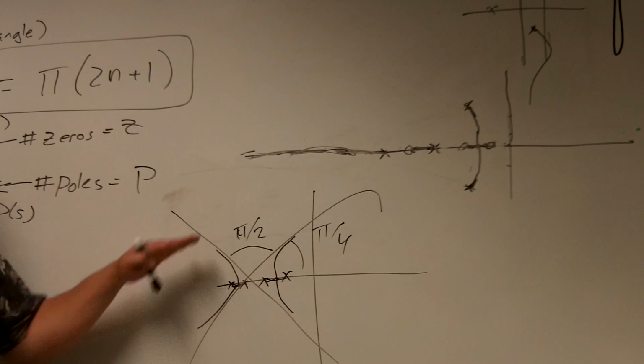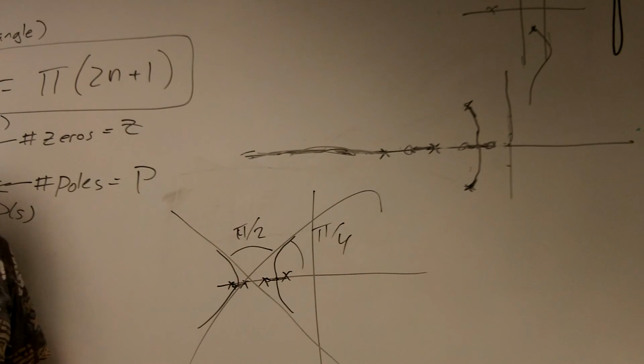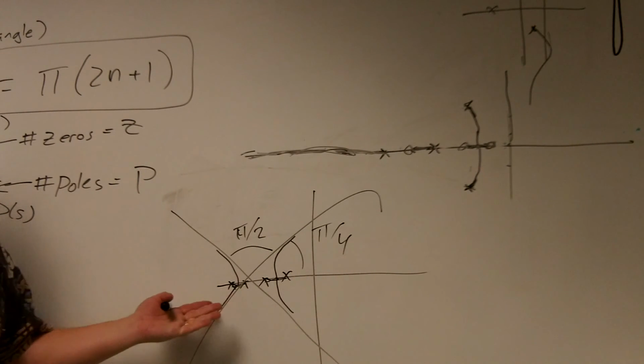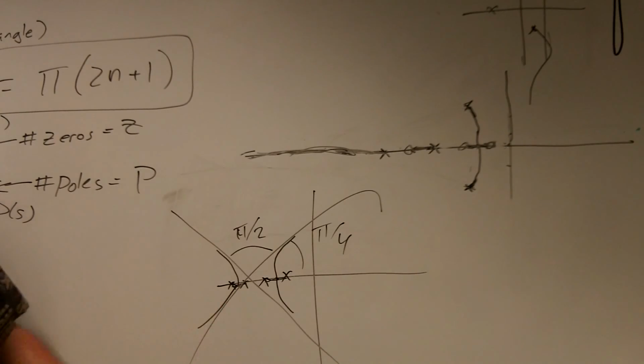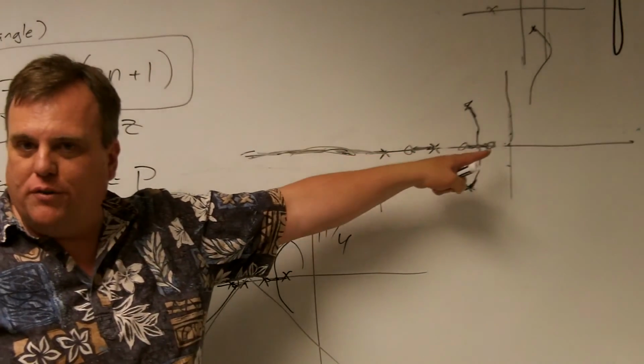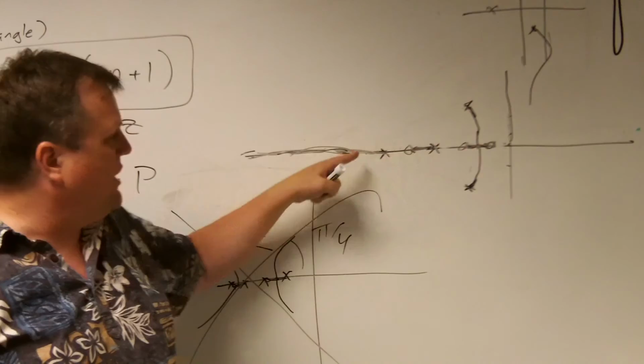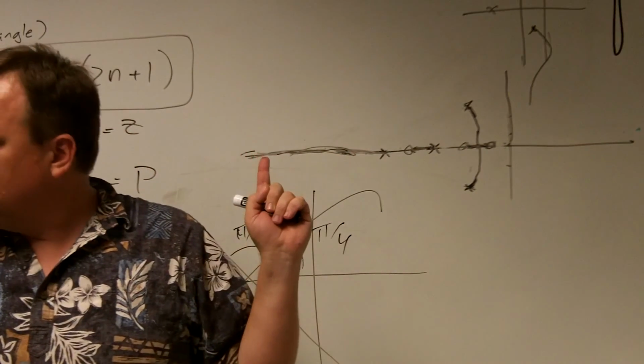At that point, you can draw the asymptotes. Where is it ultimately going to? You can center them by just finding the center of mass. You can find the breakaway points by setting the derivative equal to 0. And you can find the segments. Right?